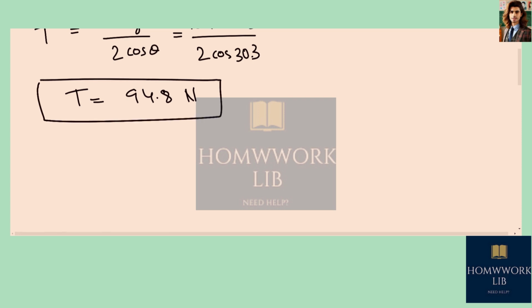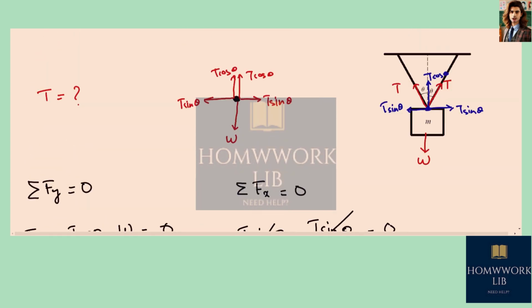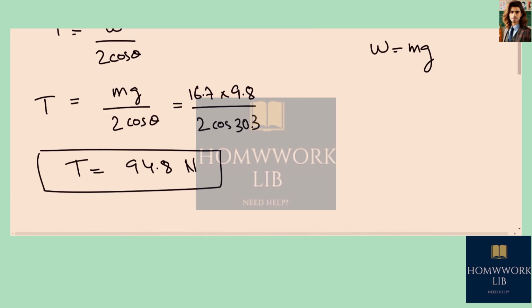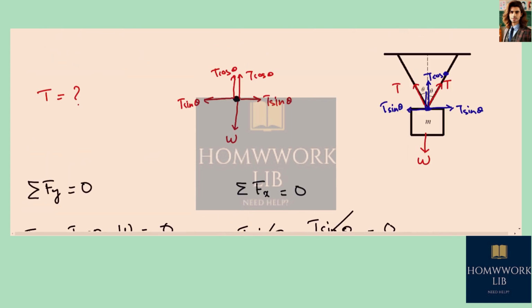The tension in each of the strings is 94.8 Newton. Because the tension in both of the strings is going to be the same, the value of T is 94.8 Newton.